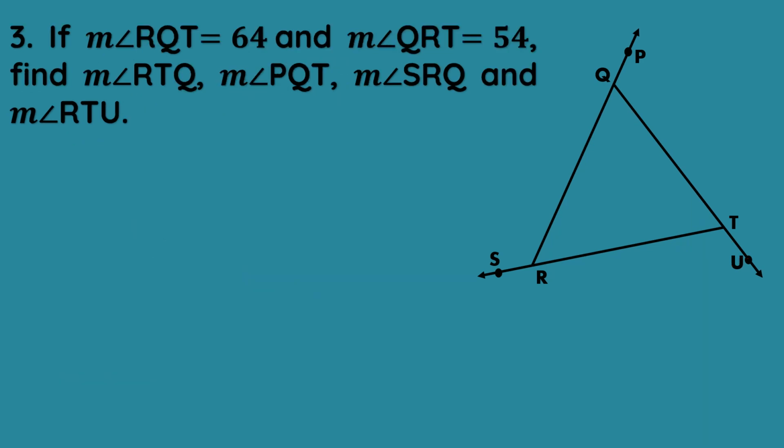We now have the third example. If the measure of angle RQT is 64 and the measure of angle QRT is 54, let's find the measures of the following unknown angles.